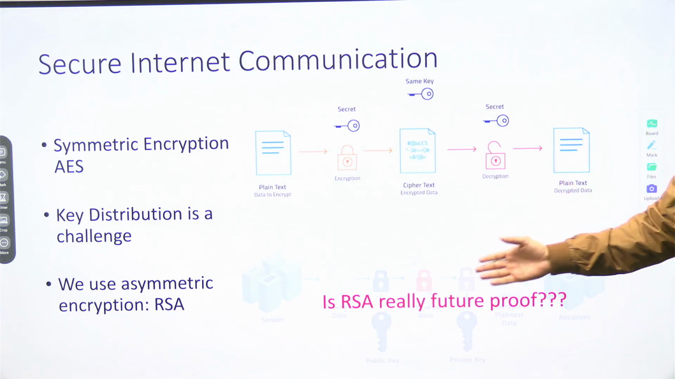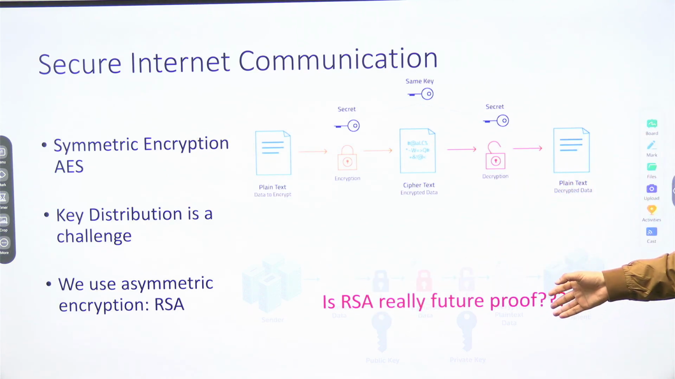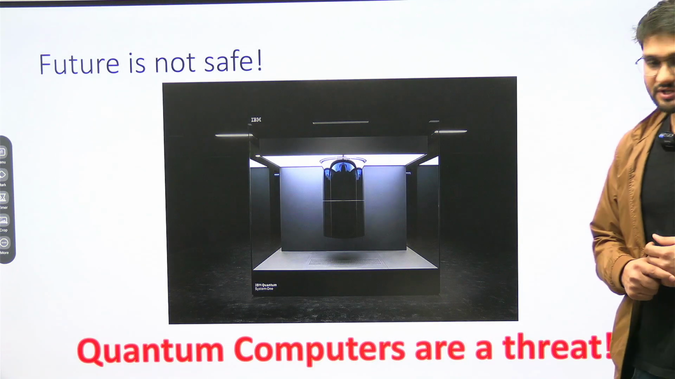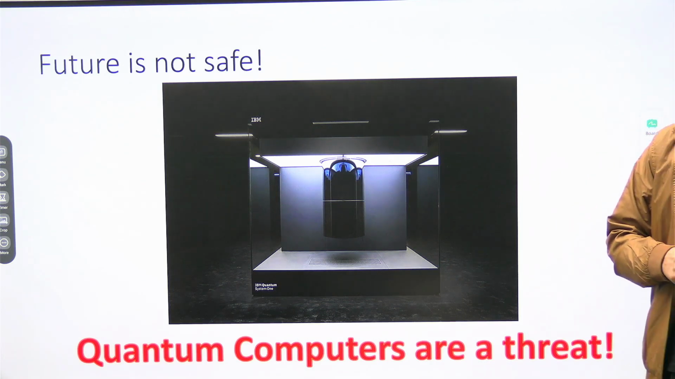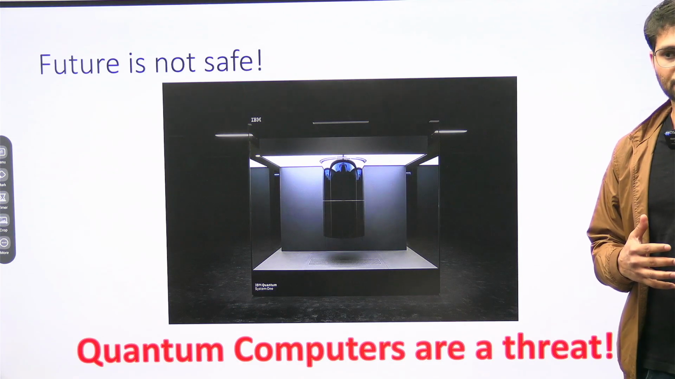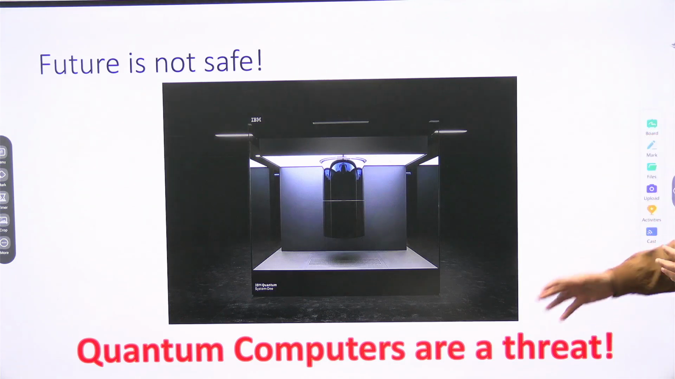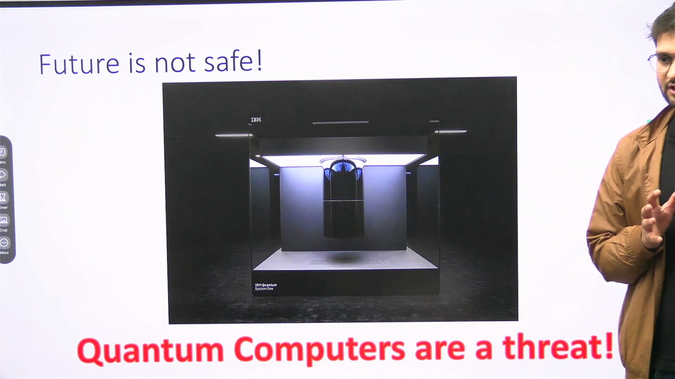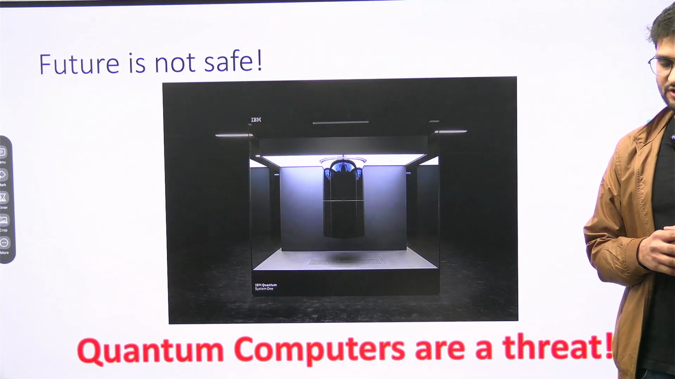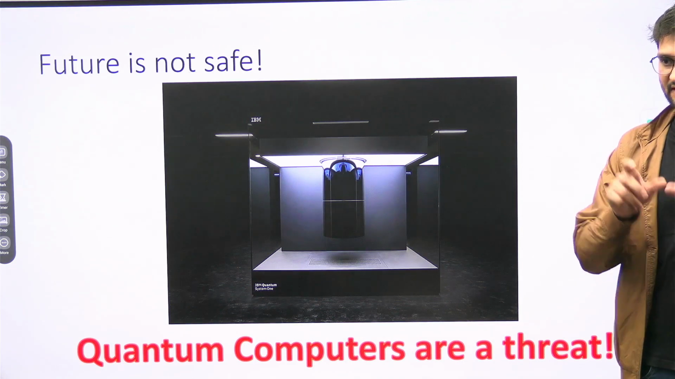So the question is, is asymmetric cryptography, of which RSA is one example, really future proof? Is this really secure? We know now that quantum computers are coming, and they will have very large computational power compared to even today's supercomputers. RSA is based on a kind of algorithm which is easy to solve in one direction but difficult in the other. For example, if you take very large prime numbers and multiply them, multiplying is easy, but factoring is very difficult.